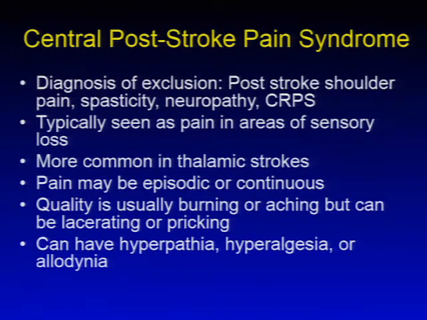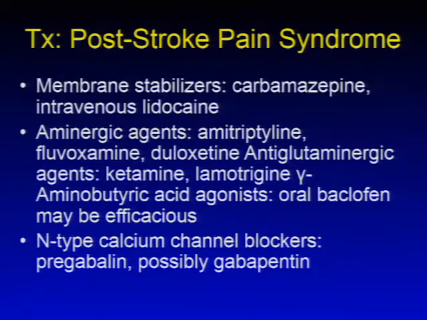Central post-stroke pain syndrome is also a diagnosis of exclusion. It is a type of neuropathic central pain. Typically, it is seen in the area of the sensory loss. It is more common in thalamic type strokes. The pain is episodic or continuous. The quality may be burning or aching, but may also be lacerating or prickling. And finally, central post-stroke pain syndrome will be characterized by hyperpathia, hyperalgesia, or allodynia. Treatment of post-stroke pain syndrome may involve membrane stabilizers such as carbamazepine, intravenous lidocaine, aminergic agents as listed there, and N-type calcium channel blockers.